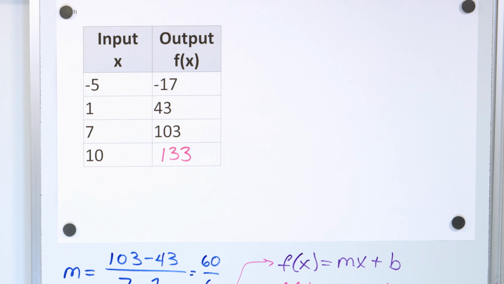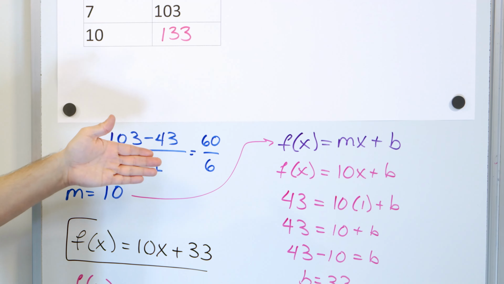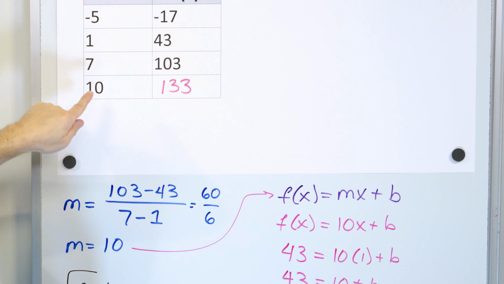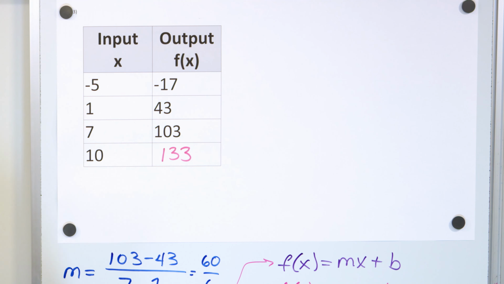133 fits in this table. And that's the final answer. Usually what we do is we graph it and we check it and all that, but we've done enough graphing. We don't need to do any more graphing. We just need to find the equation for the function of the line, use it to predict an unknown value in this table. Input, output, like this. We'll do one more and then we'll be complete.